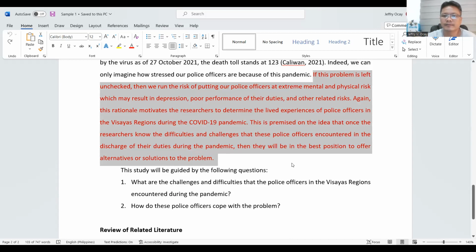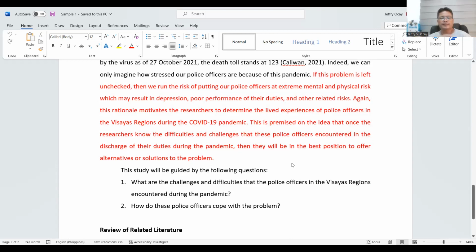And it reads, if this problem is left unchecked, then we run the risk of putting our police officers at extreme mental and physical risk, which may result in depression, poor performance of their duties, and other related risks.